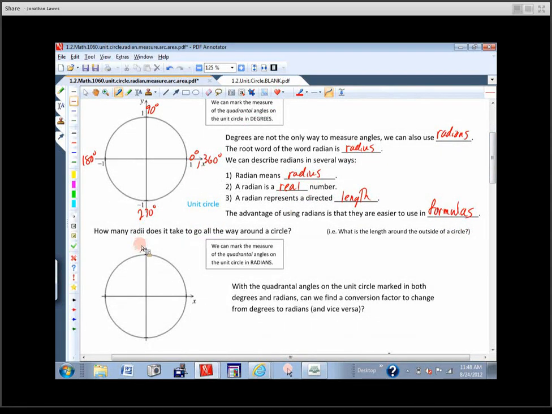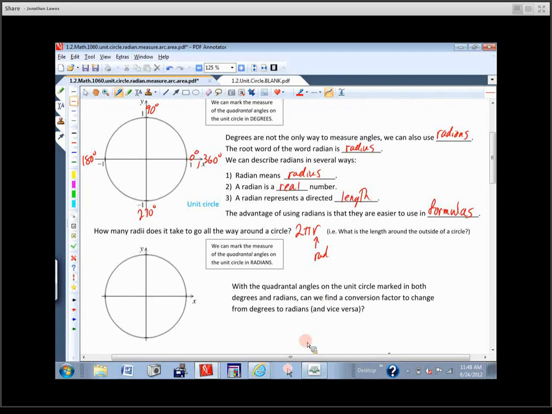So my first question is this. How many radii, and that's the plural of radius, so how many radiuses does it take to go all the way around the circle? If you started here and went all the way around, how many radiuses would it take? I hear a couple people saying the answer. I hear a couple people giving decimal answers that are pretty close. Okay, what's the length around the outside of a circle?